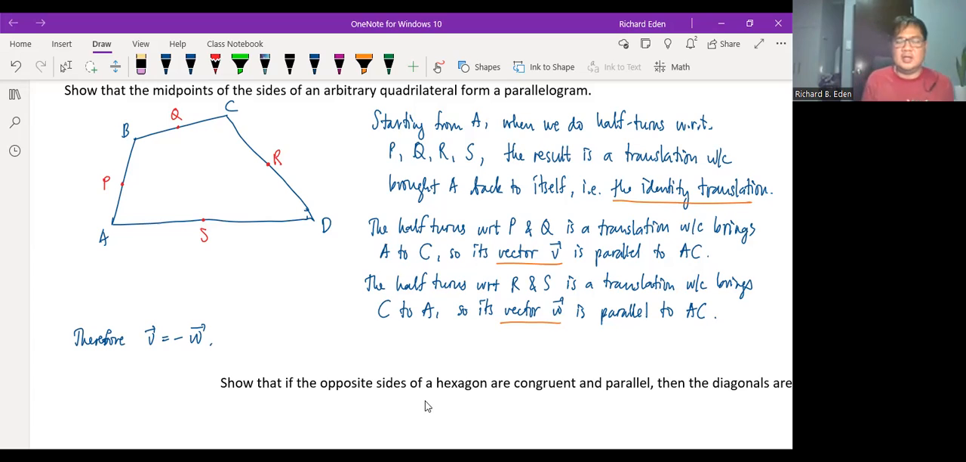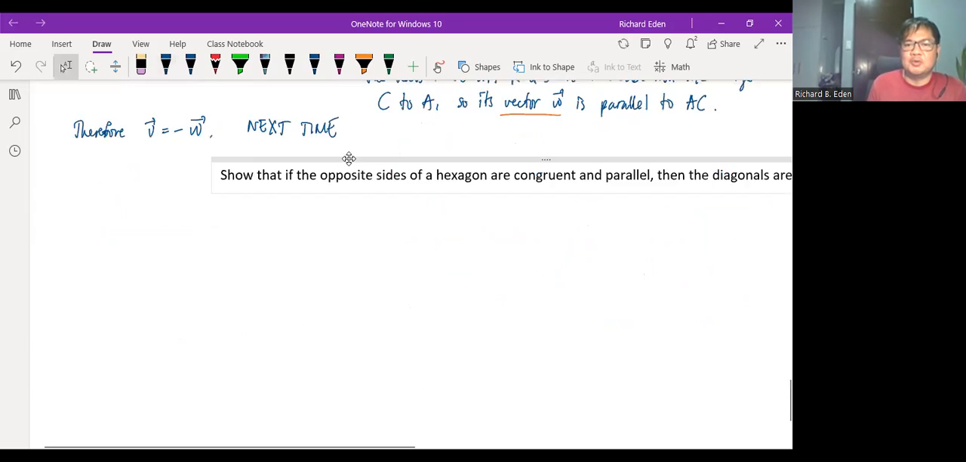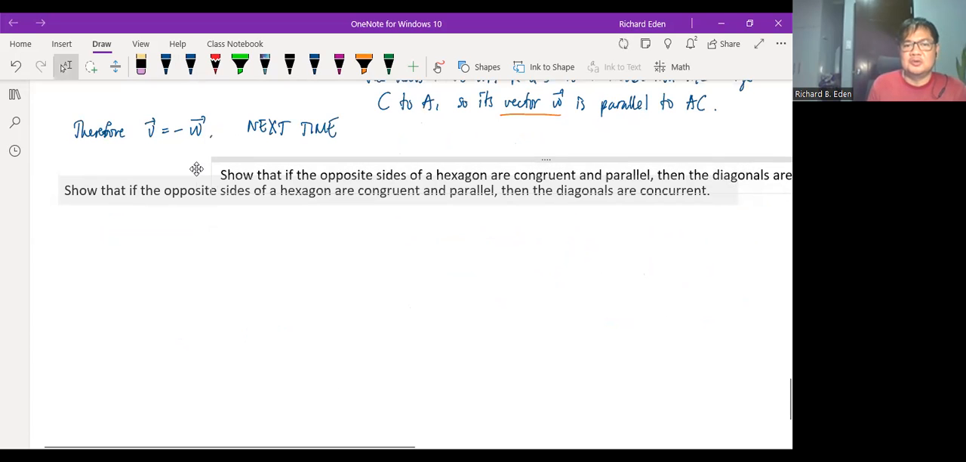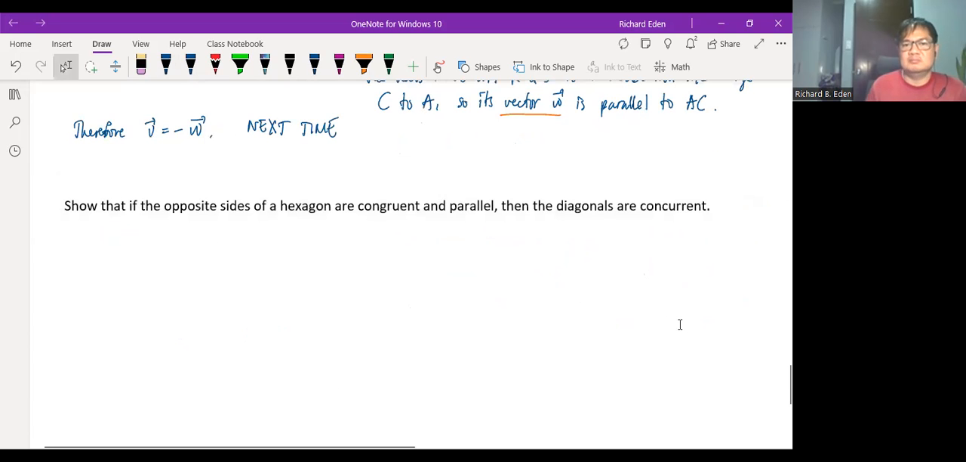So V and W are negatives of each other. Pero kasi what I'm trying to argue is that PQ and RS are parang parallel, and you know what? Next time, balikan na lang natin. I want to wrap this up. Okay. Pero ito, last before we tas next time.